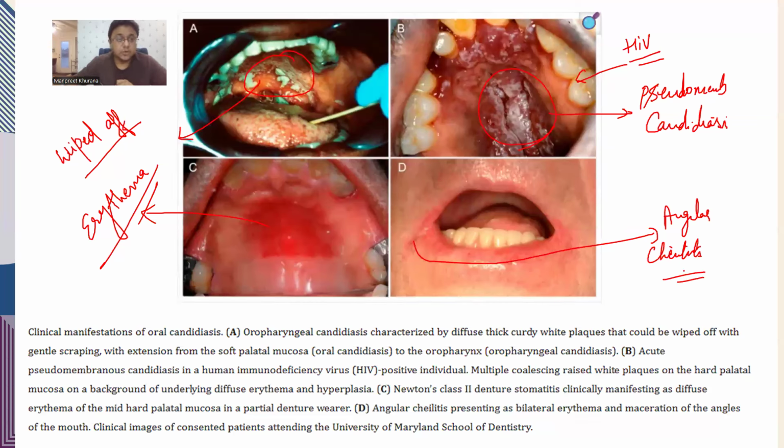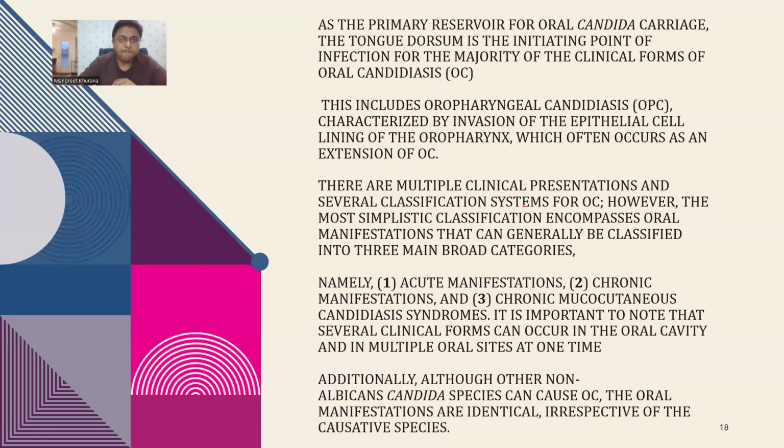It is presenting, which is one of the options in the question. So it is presenting as a bilateral erythema and ulceration, right? So bilateral erythema and maceration of the angles of the mouth. Clinical images of consented patients. So these are the clinical images of patients who gave their consent. So they are the original pictures.